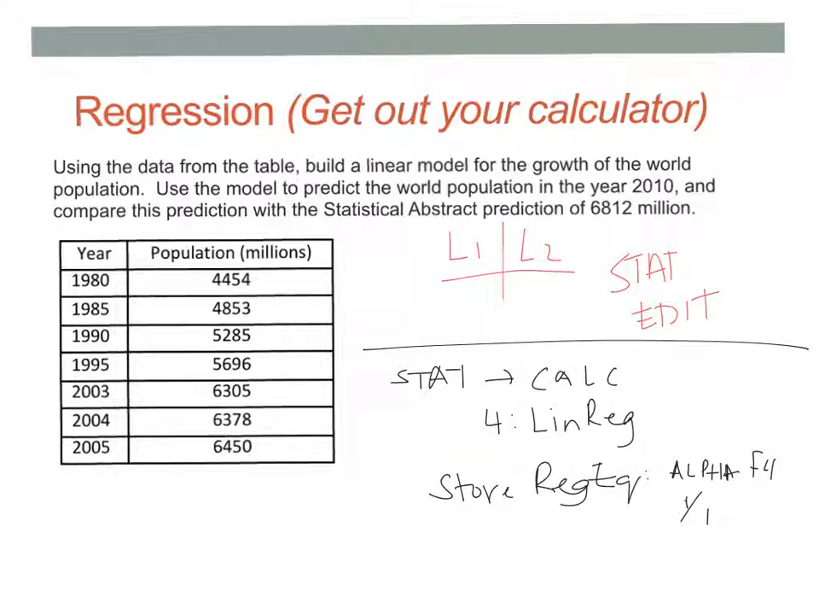So when I press calculate, it spits out the numbers. My slope here is just about 80, and my B value, my intercept, is negative 153,000. Now, if I press y equals, my graph, look, it's already in there, because I put store Y1.